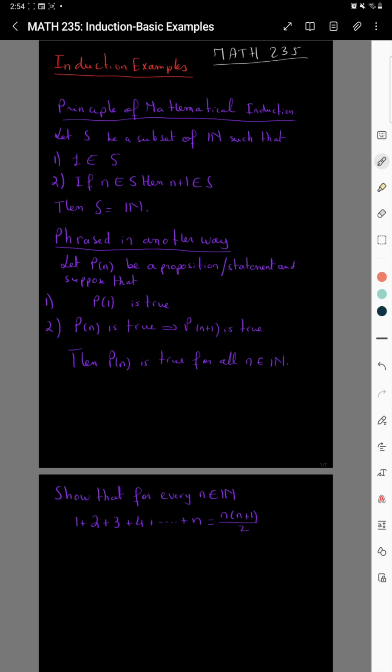In another way we could phrase it: if P(n) is a proposition or a statement such that P(1) is true, this case we call the base case, and if P(n) is true, then P(n+1) is true, this we call the induction step, then P(n) is true for all n in N.